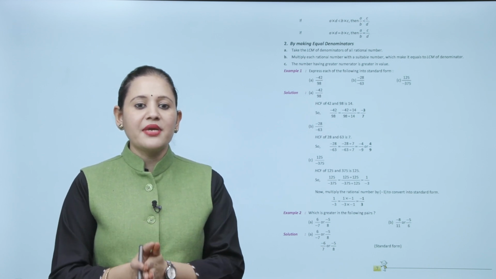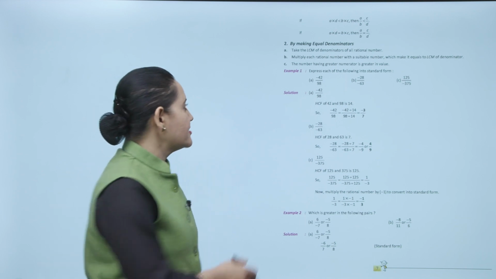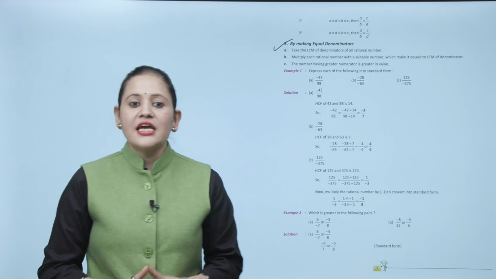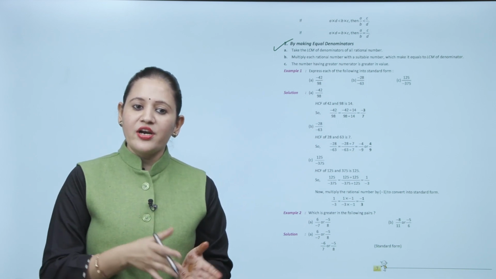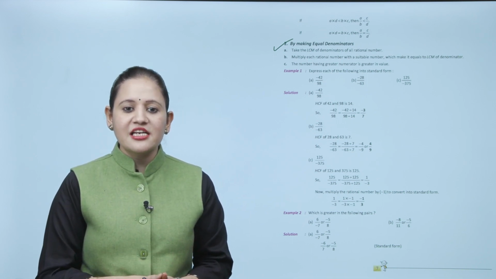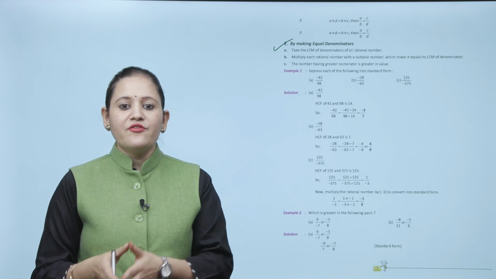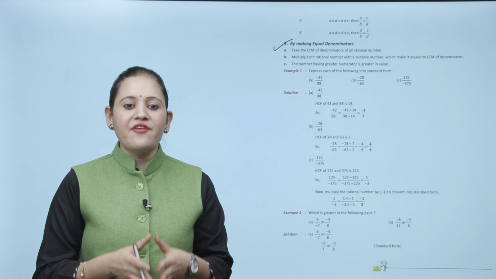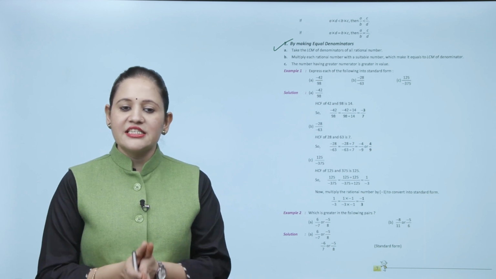Second method is by making equal denominators. Take the LCM of the denominators of all the rational numbers, and multiply each rational number with the suitable number which makes its denominator equal to the LCM of the denominators. The number having the greater numerator is greater in value.